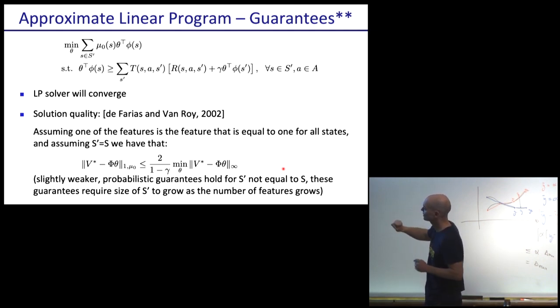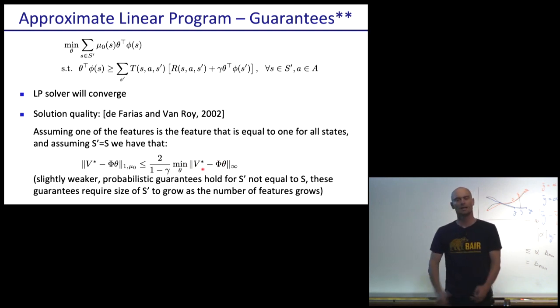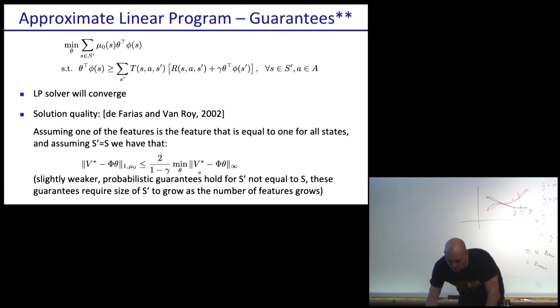And how close is it? Well, here's a separate theta. We can find the optimal theta in our function approximation space. Here it is really as if you did supervised learning. If you could do supervised learning and find the best approximation of your V star, how close will you be? And this will be some number.